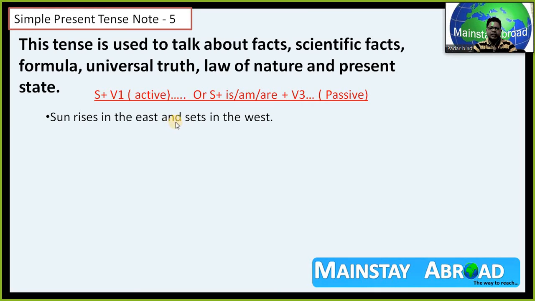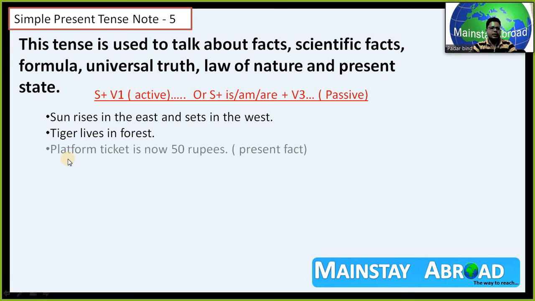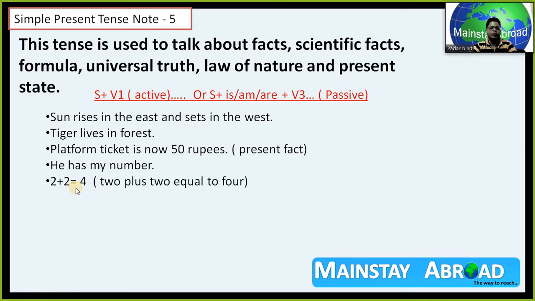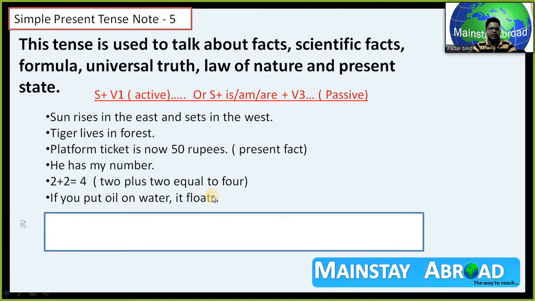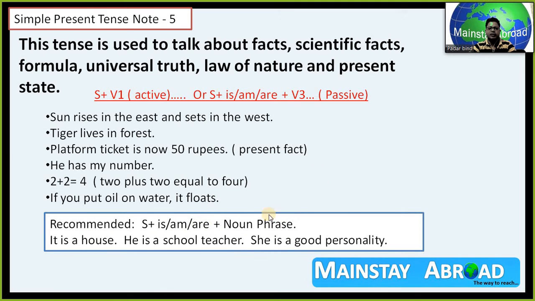The sun rises in the east and sets in the west. This is a universal truth. And a tiger lives in the forest, or we can say in forests also, right? A platform ticket is now 50 rupees, a present fact of a country, which may differ from place to place. He has my number, it's also a fact. 2 plus 2 equals 4. We can also say, if you put oil on water, it floats. Yes, a scientific truth. And here it is recommended, subject plus is/am/are plus noun phrase, that is one kind of structure. It is a house, a present fact.